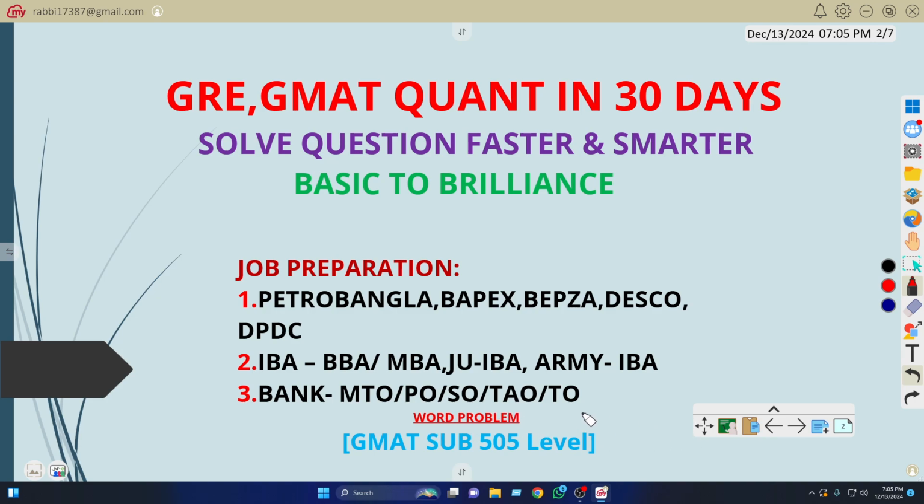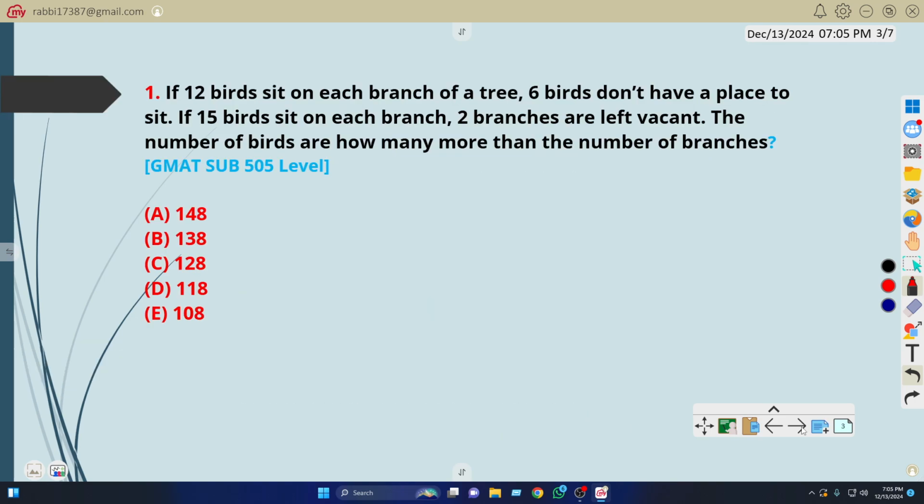This is our first chapter. We will solve almost 20 to 30 chapters that will make our basics stronger and stronger, and we will solve from the sub 505 level to the upper levels also.